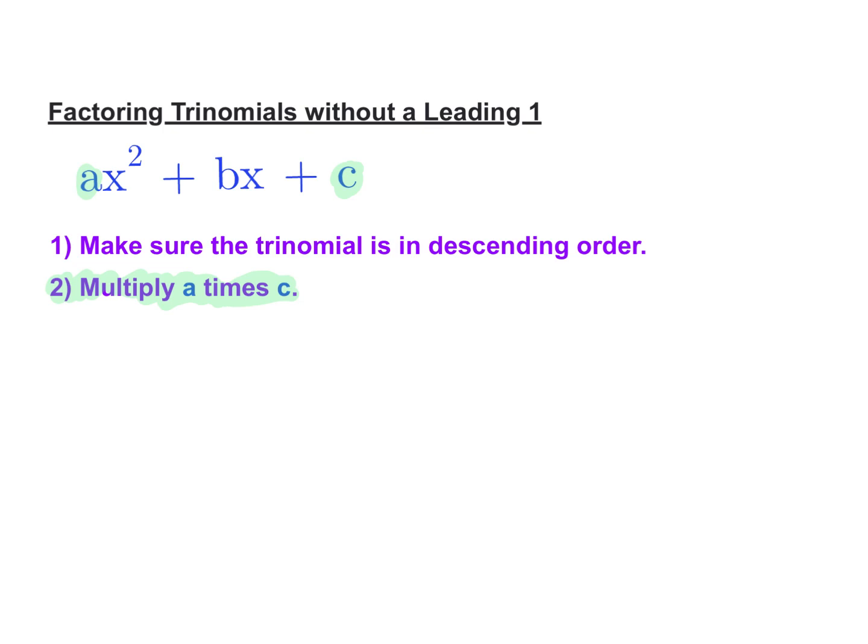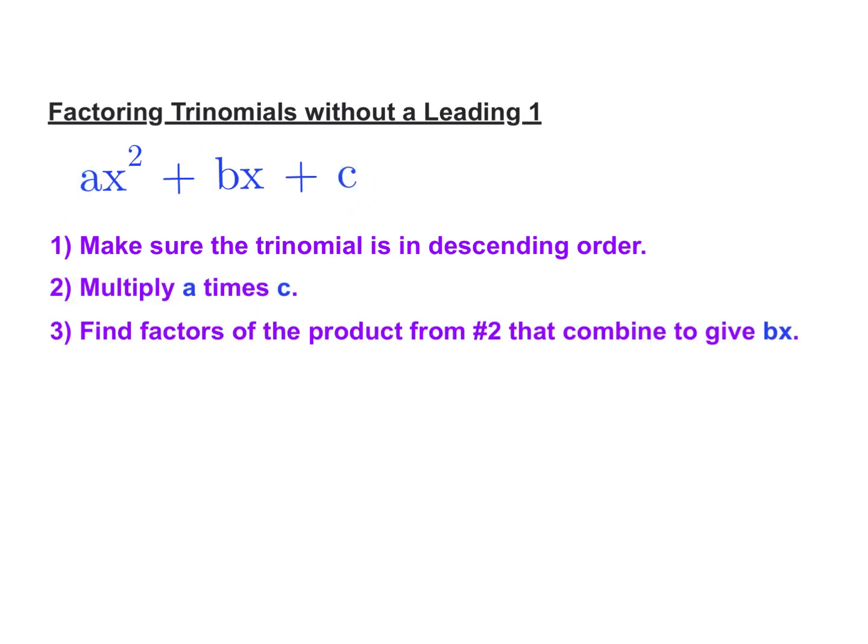In reality, I guess you could really do that idea when it has a leading 1 too, because then it's just 1 times that, which is the same thing. So if you want to just remember one way, you could always remember this way. And so that, once we do that multiplication of A times C, then you're finding factors of A times C that combine to give you B, or BX.